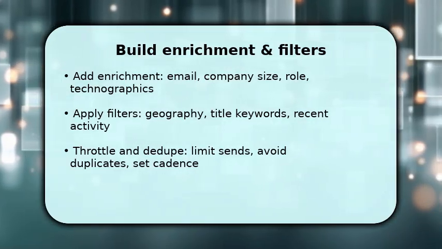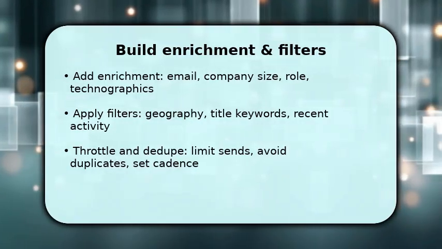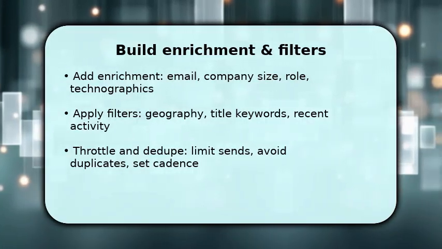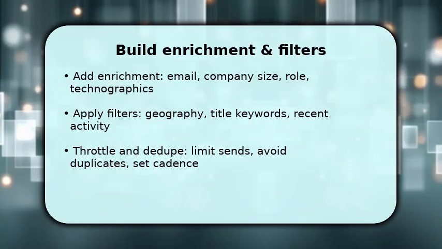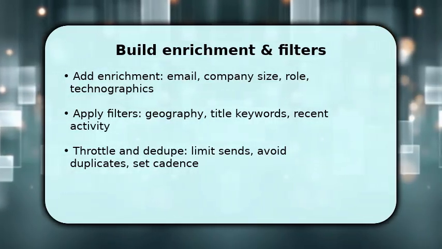Once filtered, set throttles and dedupe rules so you don't spam contacts. This protects deliverability and reputation. Also define cadence for outreach and handoffs to sales. As you build these middle steps, test on a 10-20 record sample to validate outcomes.